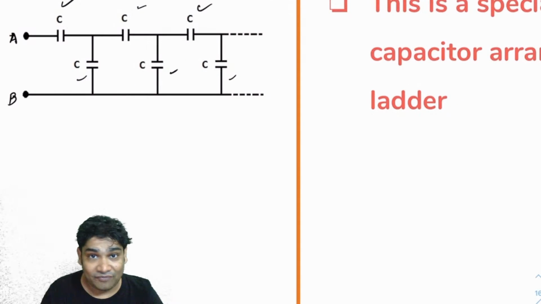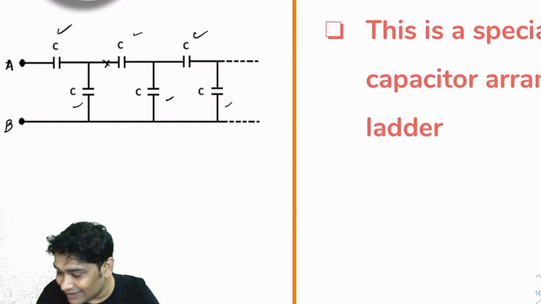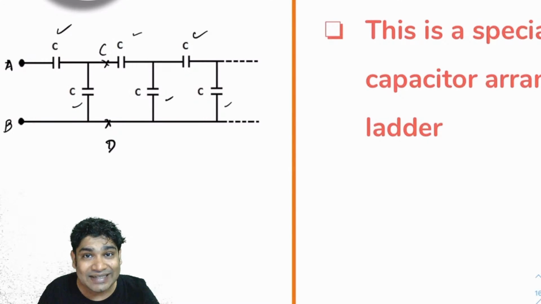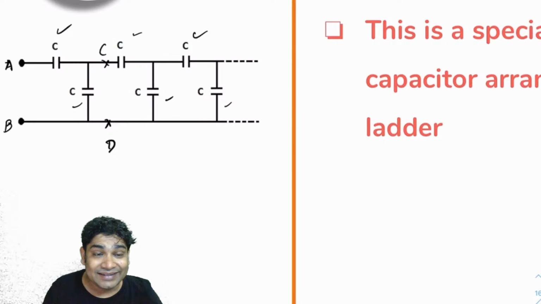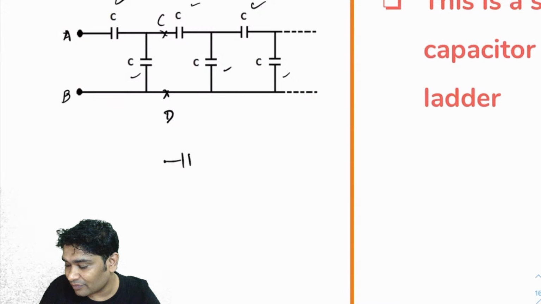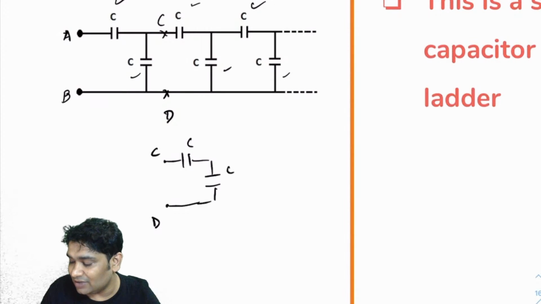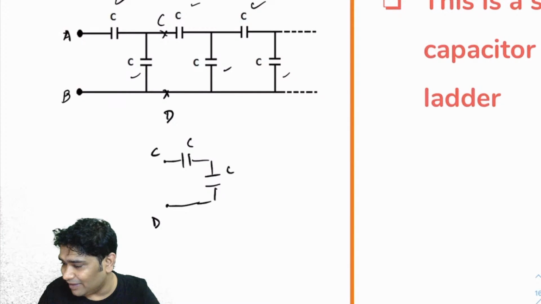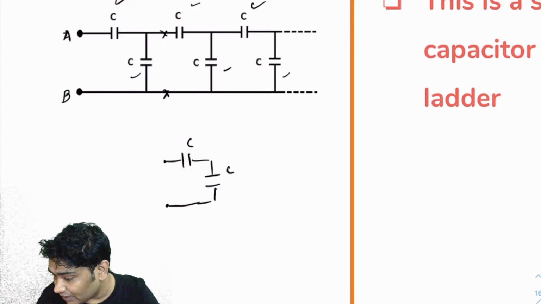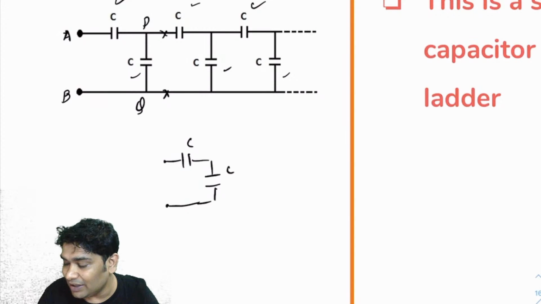The trick is, forget about A and B. Look at C and D. So I am marking 2 additional points as C and D. What happens if I start making the circuit from CD? So let's make a separate circuit. Or let's just take P and Q maybe, so that we are not getting C twice. I don't want the same symbol appearing at 2 places and creating any confusion. So let's treat them as P and Q.